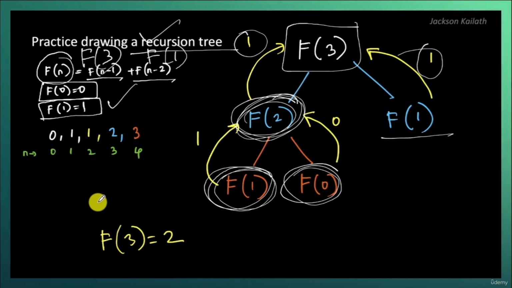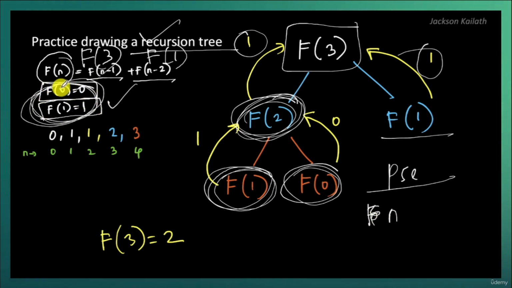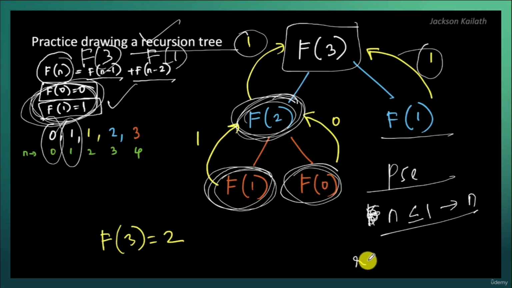Now once you are done drawing out the recursion tree, it's very easy to go ahead and code this out. In simple terms, the pseudocode would be just that if n is less than or equal to 1, we already know the value, right? So if n is less than or equal to 1, we just need to return n itself, because for 0 the value is also 0, for 1 the value is also 1, right? And for other cases we just need to return f of n minus 1 plus f of n minus 2.